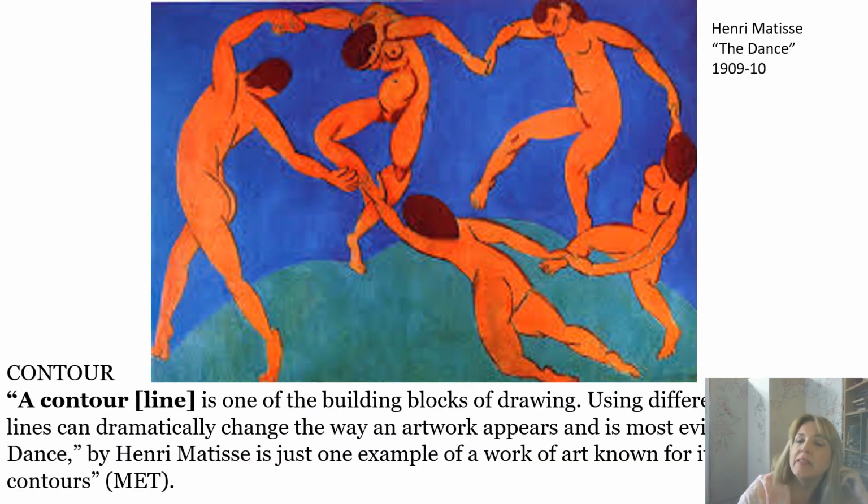Henri Matisse, The Dance. This is a really good representation of contour line. A contour line is basically the outer edge of a painting. When you see the outer edge of a figure, or the outer edge of a vase, or the outer edge of a mountain, that contour line is that outer edge.